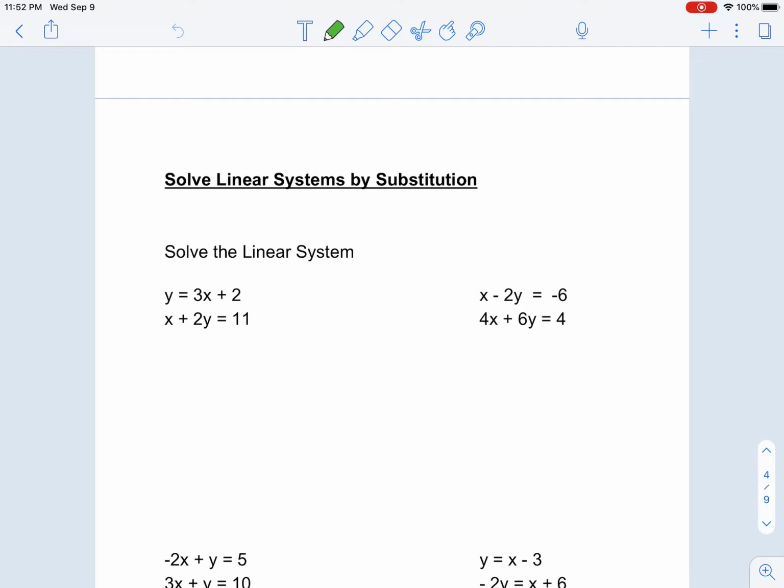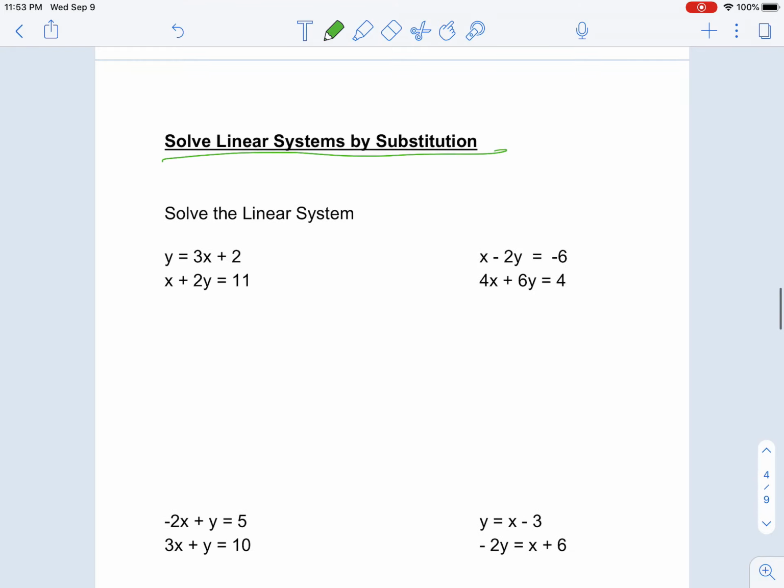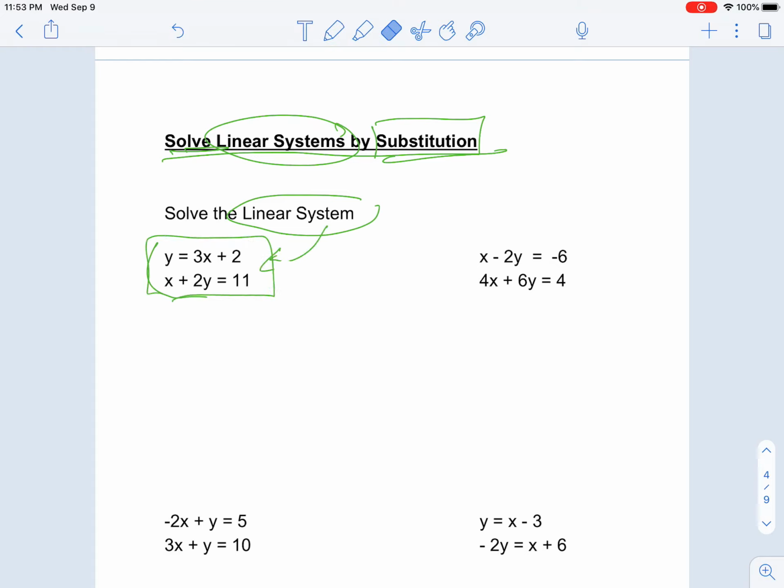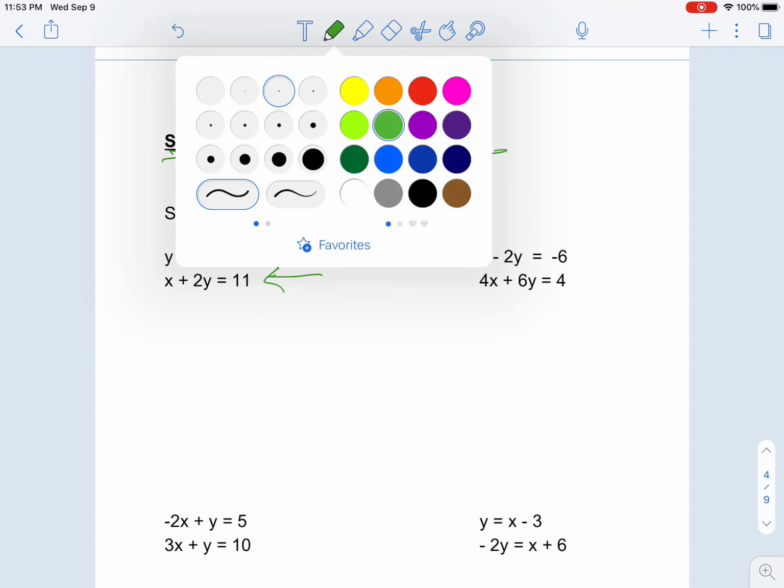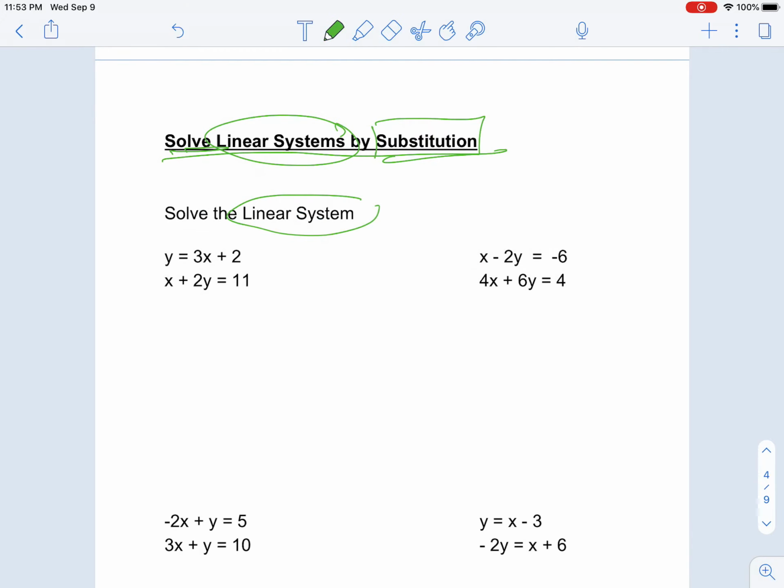Hello, today I'll be teaching you how to solve linear systems by substitution. So, like in the title, we will be using substitution to solve our linear system. So what is the linear system? We have these set of equations, our linear system, and what we need to do is substitute values into one of these equations in order to get the values. So let's try it out.